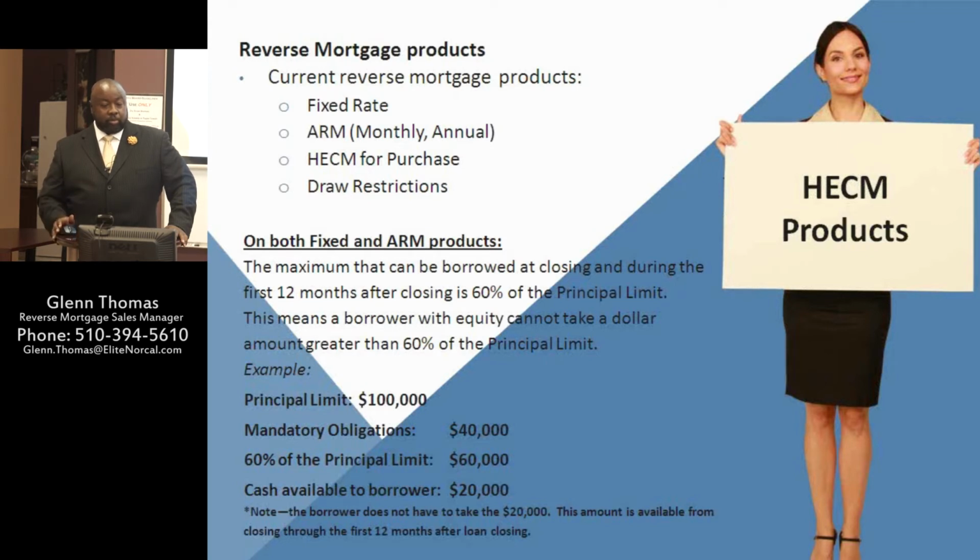So here's, say, on both the fixed and ARM product, the most they can pull out during the first year is 60% of the principal limit. And that was put in place a couple years ago. You used to be able to pull out all the money up front, but then they found that a lot of people weren't used to having that much money. If you never had money and all of a sudden you get a check for $250,000, that $250,000 is going to go pretty quick. And then you're going to be in a situation three or four years down the line where you're not able to pay your taxes and insurance.